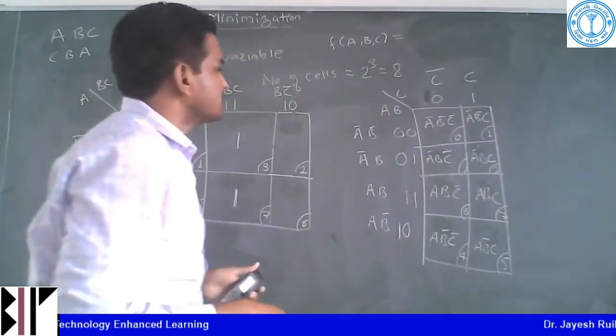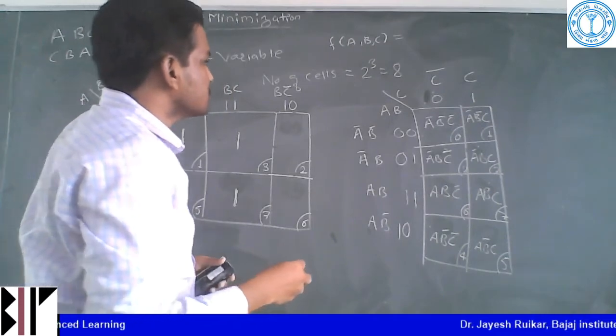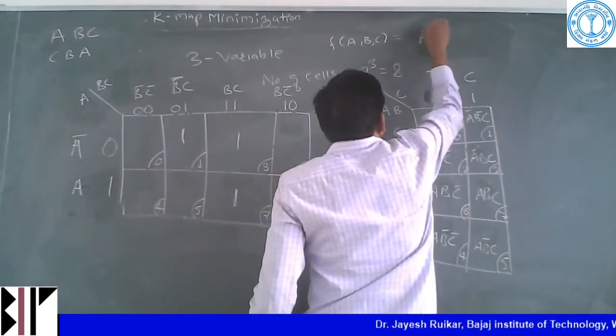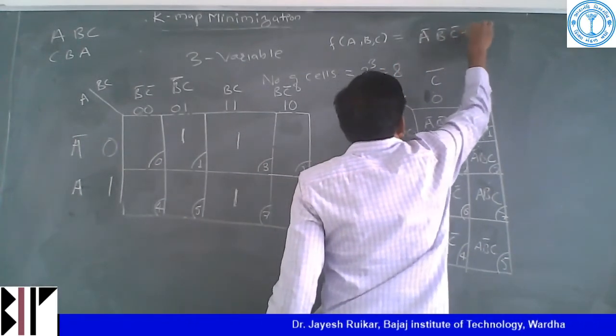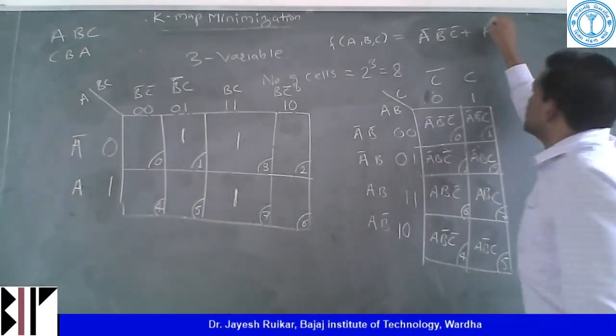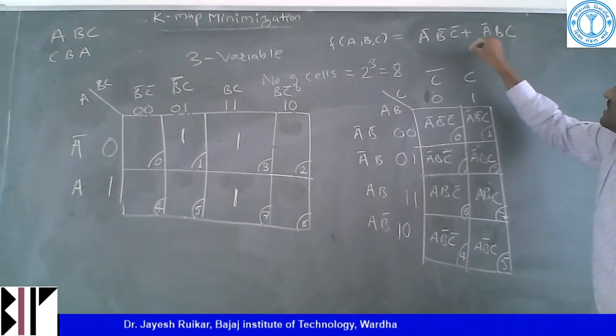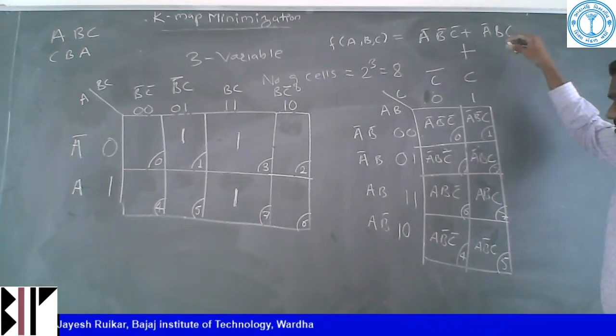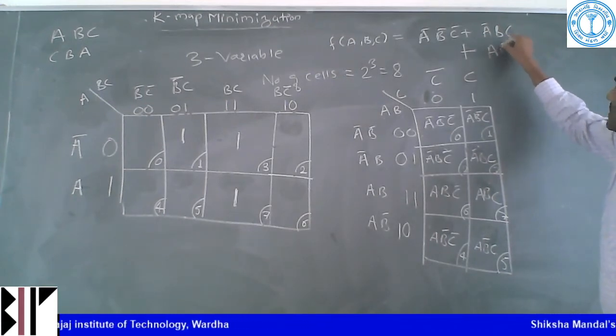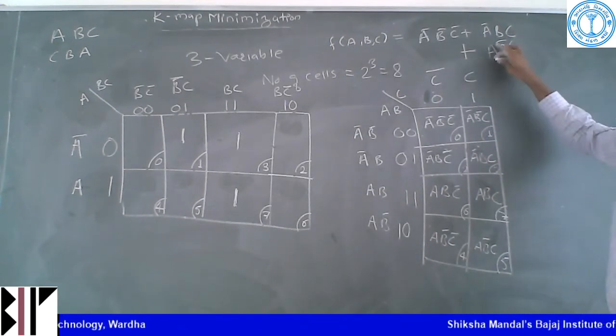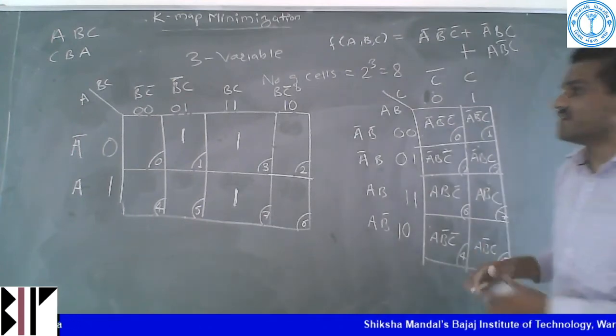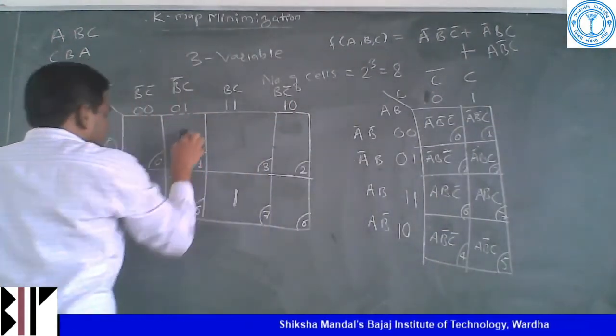let us take another example. A bar, B bar, C bar plus A bar, B, C plus A, B bar, C. These three terms.